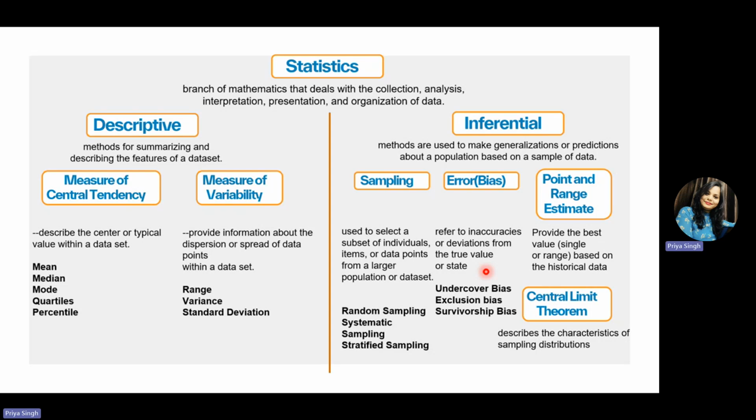Okay, next is point estimates and range estimates. A point estimate is a single value you use to estimate a population parameter, like the average income, because it's just one single value. A range estimate, whereas, gives you an interval where you expect the true value to lie. For example, you will have a starting point and an end point, and it will give you a range. Okay. So finally, we have the central limit theorem, which is also called CLT.